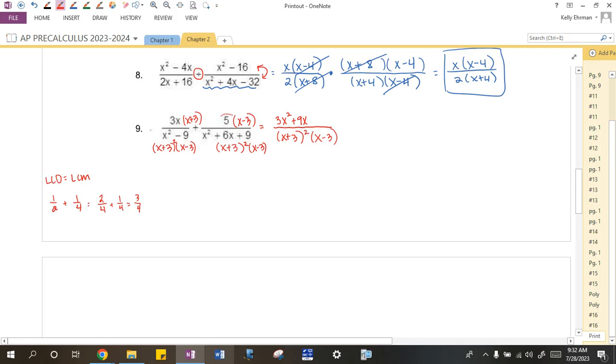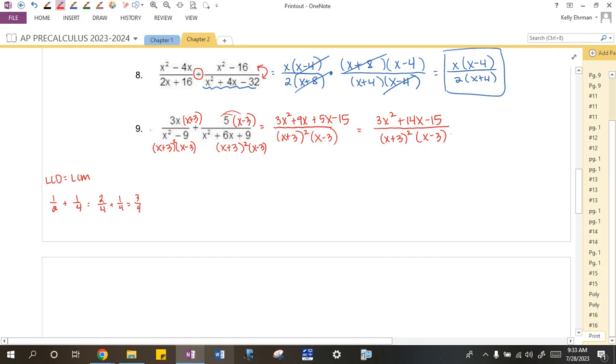Distribute this positive 5 through. So plus 5x minus 15. And then clean it up a bit. So we've got 3x squared plus 14x minus 15. Never spend time distributing or FOILing your denominator together. There's no point in doing that.